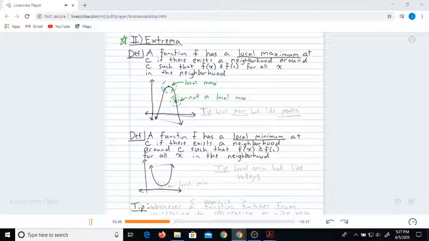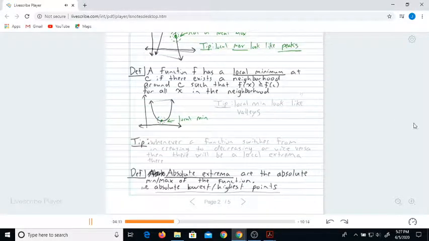So, little tip here. Local maximums look like peaks. So anywhere you have a peak in your graph, you're going to have a local maximum there. And then the local minimum is very similar. Here we have a local minimum because there exists a neighborhood. So we can create a neighborhood around it such that it is the lowest point in the neighborhood. So your local minimums are going to be like your valleys. So local min look like valleys.